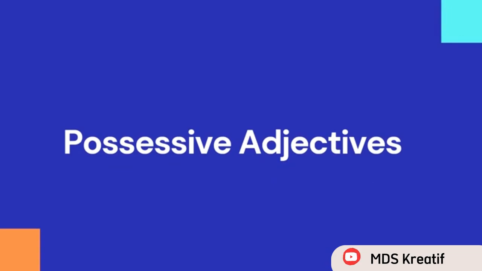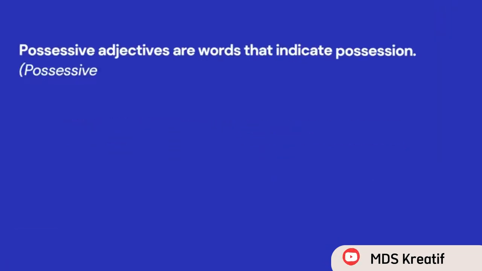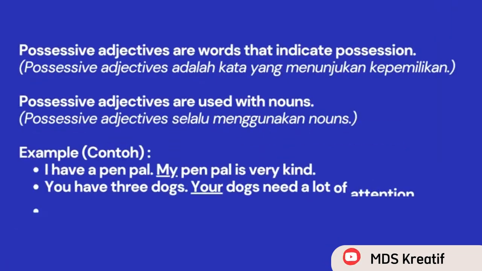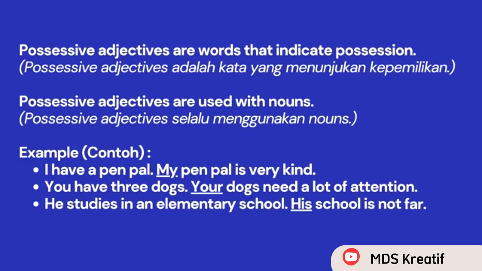Next, possessive adjectives. Possessive adjectives are words that indicate possession. Possessive adjectives are used with a noun. For example, I have a pen pal. My pen pal is very kind. You have 3 dogs. Your dogs need a lot of attention. He studies in elementary school. His school is not far.